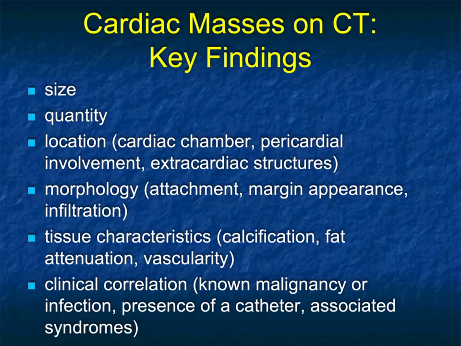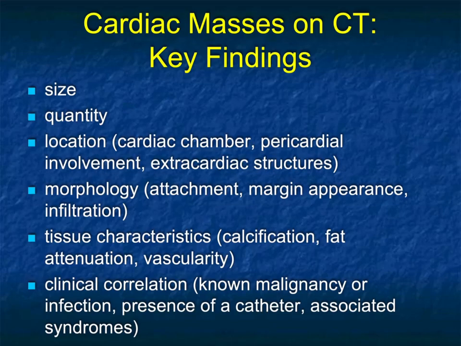Now, I mentioned the key things we're looking at, so let's look at them a little bit closer. Key cardiac findings on CT: size of lesions can be helpful at times, but there's a range of sizes. Even if you take something as simple as myxoma, there's a large range of sizes. Quantity: if lesions are multiple, then we truly are thinking about metastasis. We mentioned location, and everything in radiology is location, location, location.